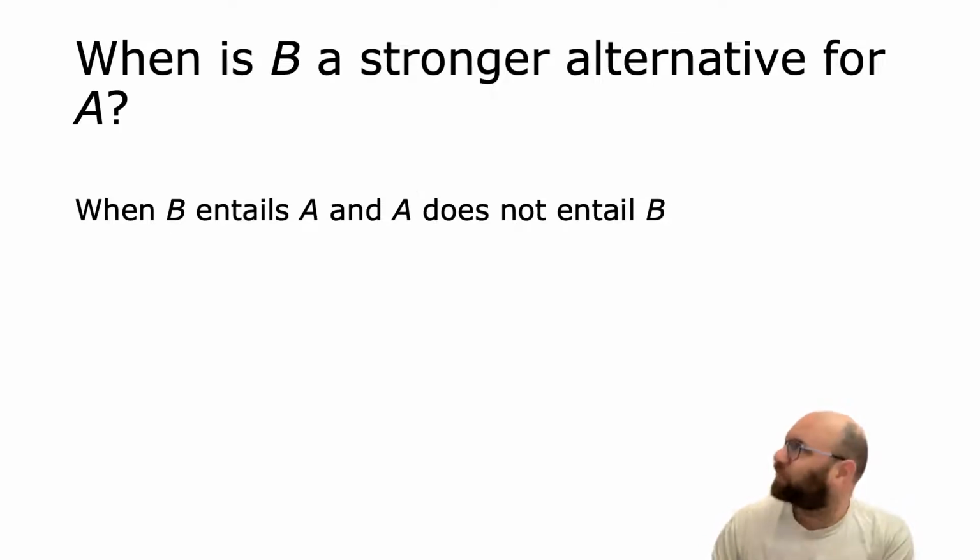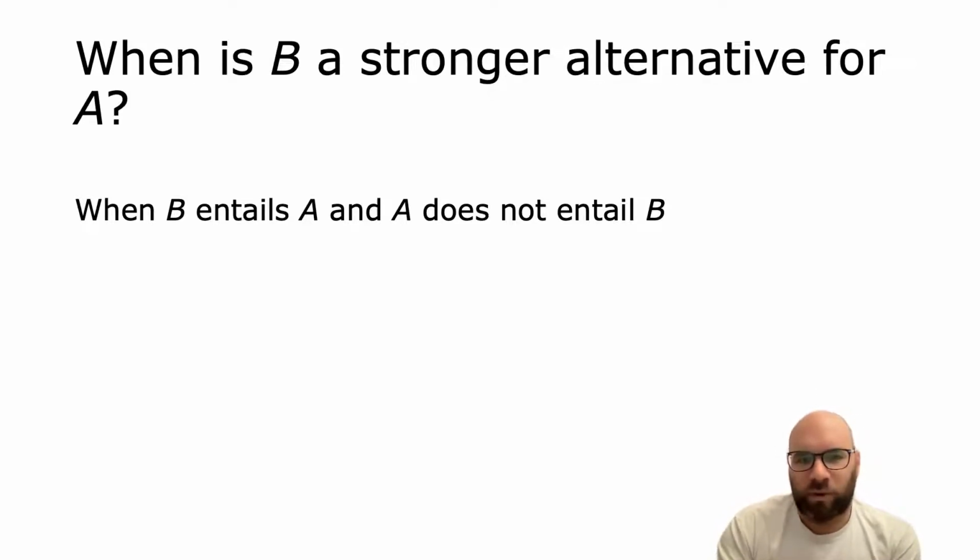So I'll just skip right to the answer. In a lot of pragmatic theories of how these implicatures work, we define a stronger alternative based on entailment. I'll say it in the abstract way first, and then we'll look at some concrete examples. Abstractly, if we have some utterance B and some utterance A, B can be a stronger alternative for A if B entails A, but A does not entail B.